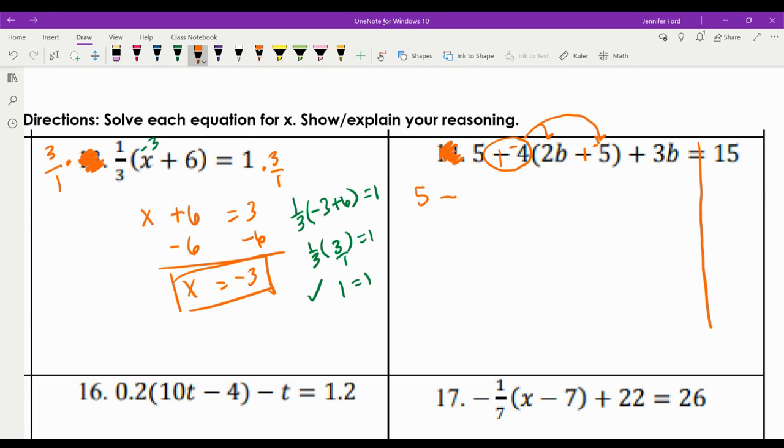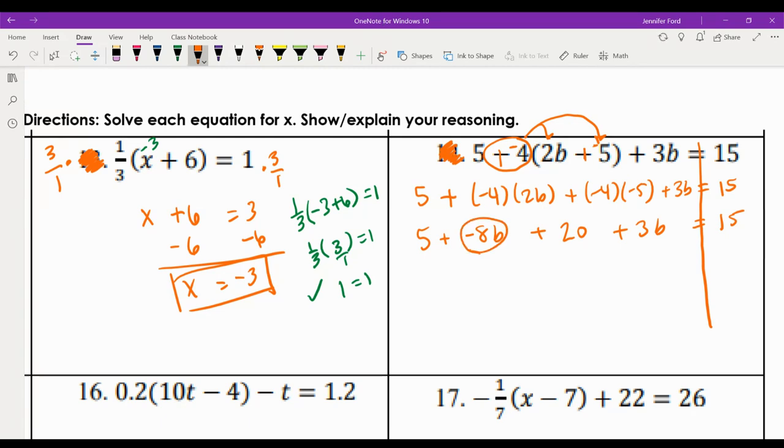So I've got 5 plus negative 4 times 2b plus negative 4 times negative 5 plus 3b equals 15. All right, I've got 5 plus negative 4 times 2 is negative 8b plus negative 4 times negative 5 is positive 20 plus 3b equals 15.